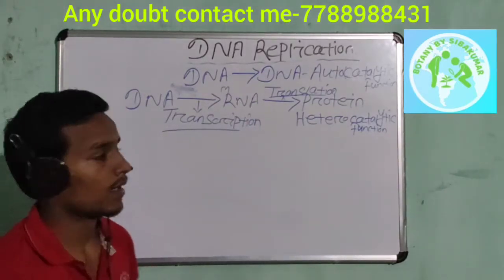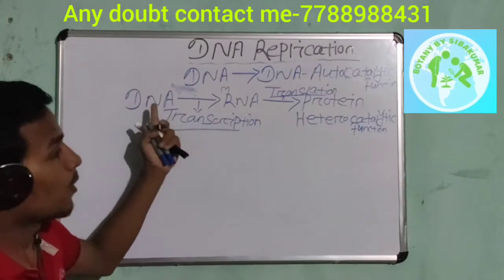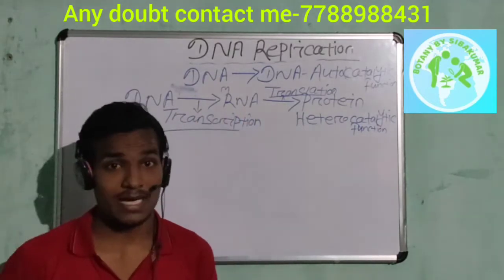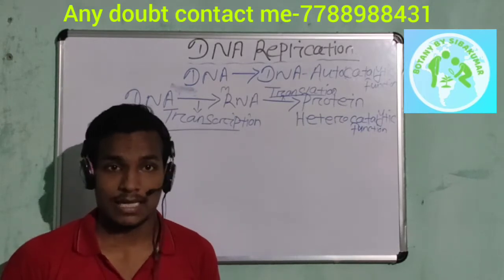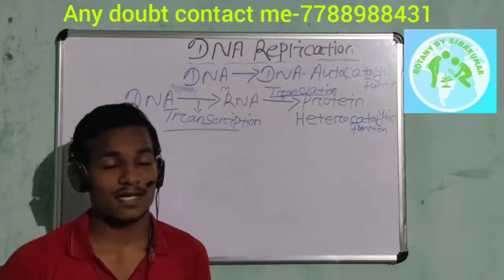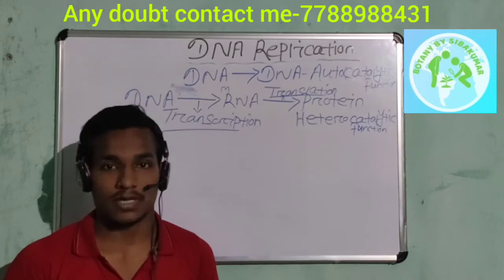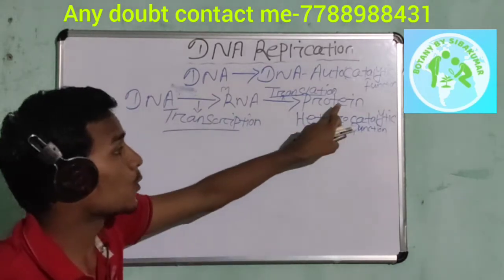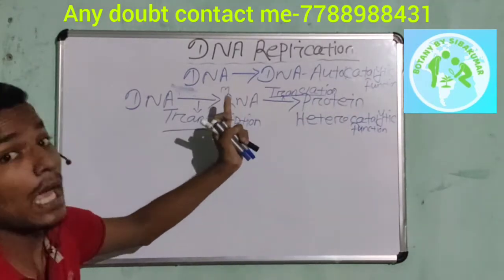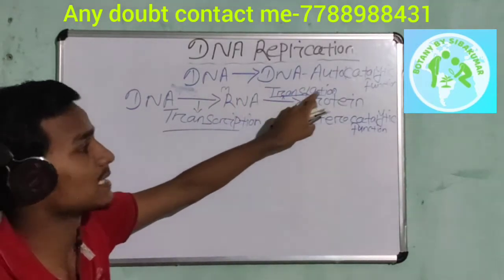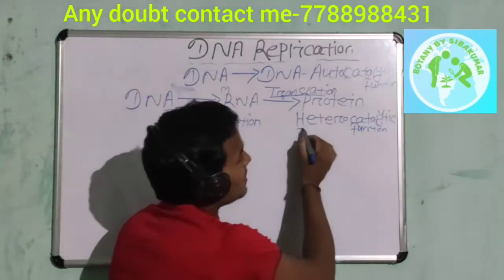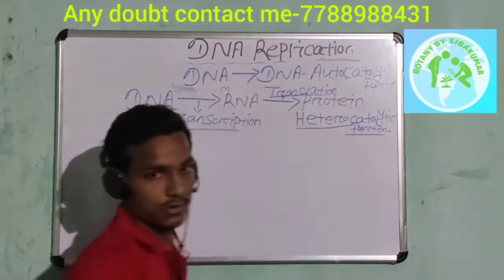Is that clear? Transcription means the formation of RNA from DNA, and RNA is of three types: mRNA, rRNA, and tRNA. The m stands for messenger RNA, r stands for ribosomal RNA, and t stands for transfer RNA. But the formation of a protein only from mRNA is known as translation. Is that clear? And this function of our DNA is known as heterocatalytic function.